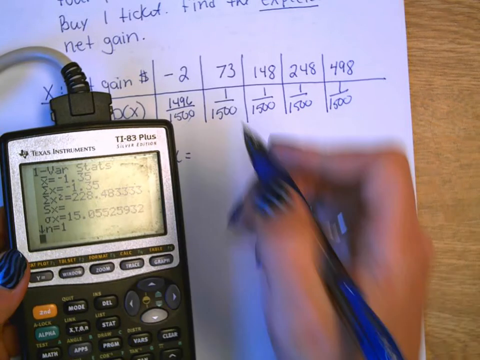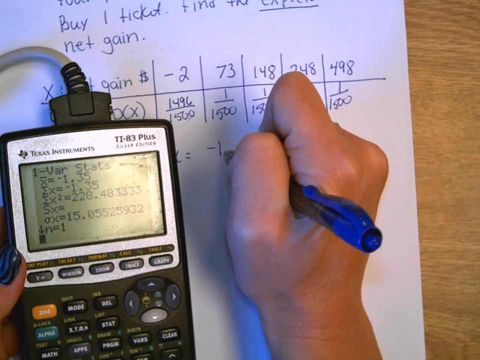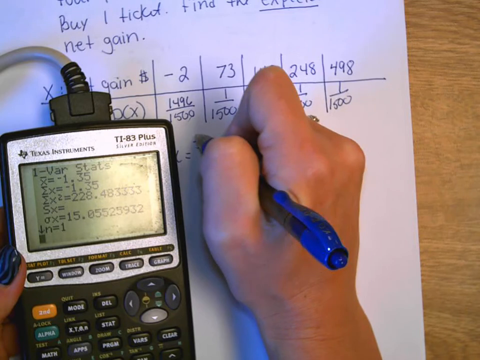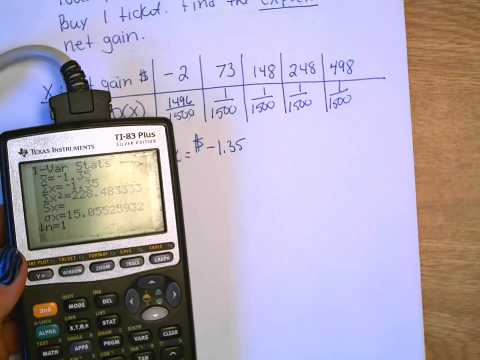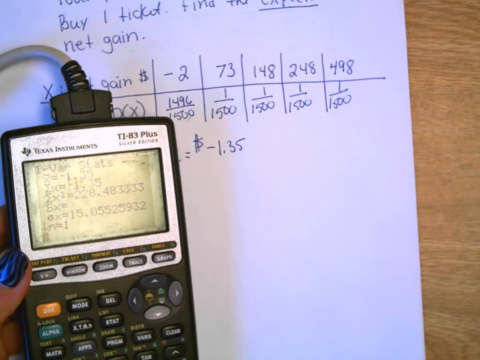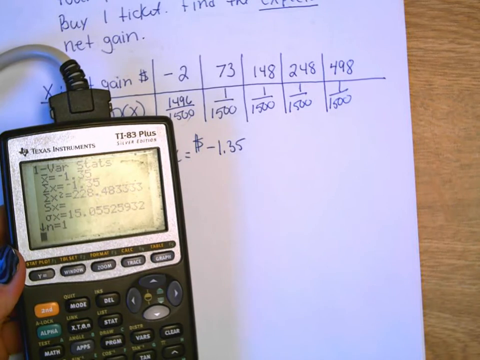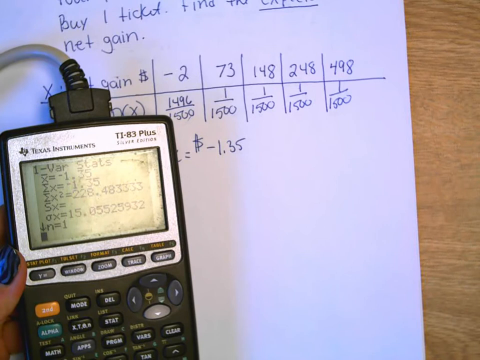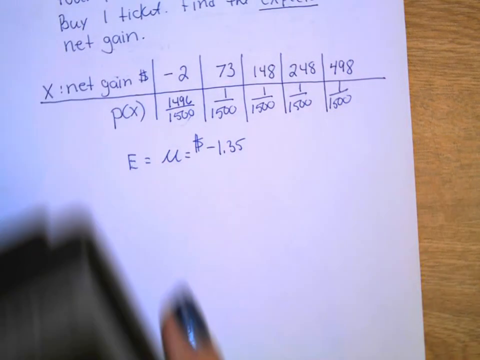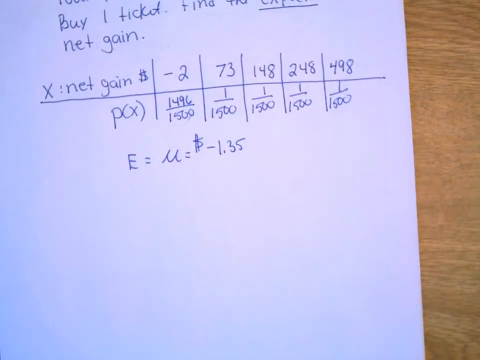So what do I expect to gain every time I buy a ticket? Negative $1.35. In other words, don't do it. All of your casino games, obviously at the casino, all have negative expected values, just so you know. If they didn't, they wouldn't stay in business. Okay, that's all I have for you. Unless you run another one, you know. Of course, I didn't write the assignment down.